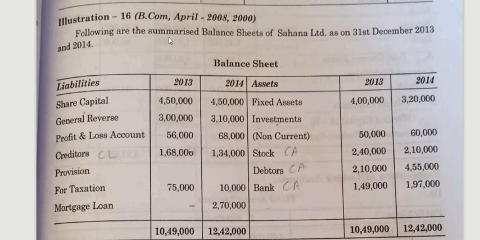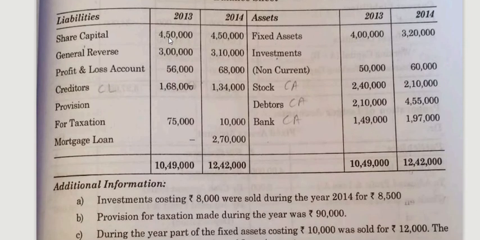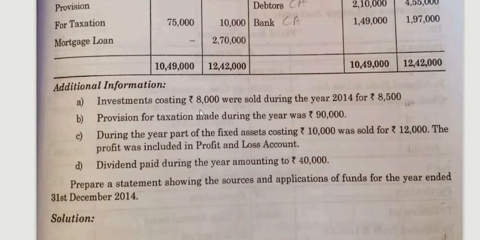So moving on to our next question, which is: following are the summarized balance sheets of Sahana Limited as on 31st December 2013. So you have your balance sheet given. They have given the liability side, the asset side, and we have the additional information given.